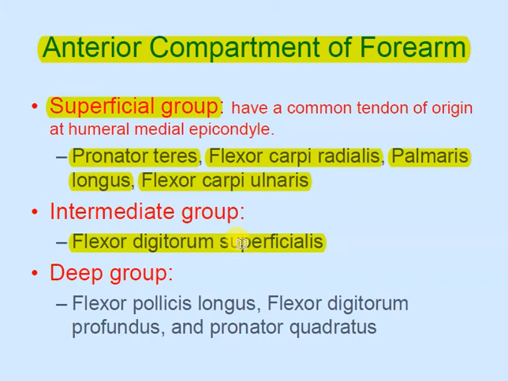Then you have the flexor digitorum profundus. Also we have pronator quadratus. So these are the muscles in the deep group of the anterior compartment of the forearm. Flexor pollicis longus, and then flexor digitorum profundus and pronator quadratus. So yeah, these are the muscles of the anterior compartment.